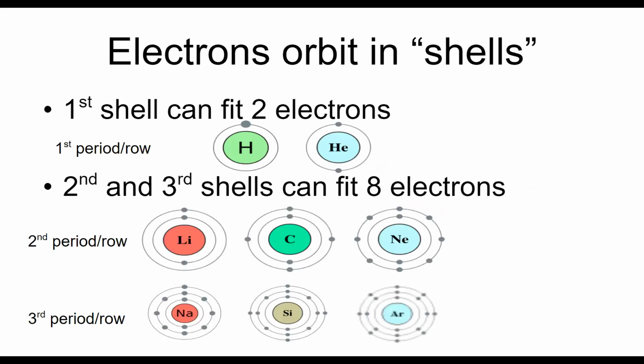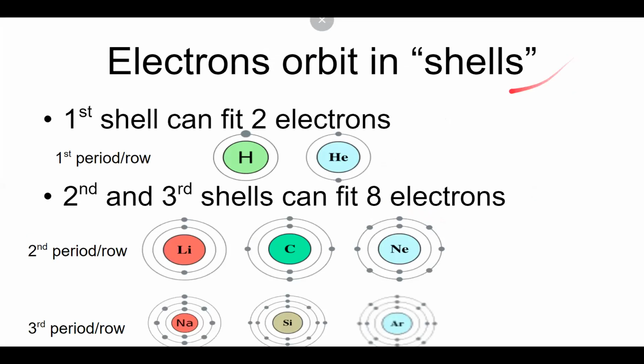Instead of just randomly floating around, electrons orbit atoms in shells. If you think of the nucleus of the atom as the center point, a shell is kind of like an invisible layer of electrons that gradually spreads out further and further from the atom.